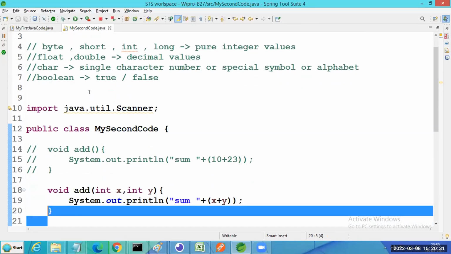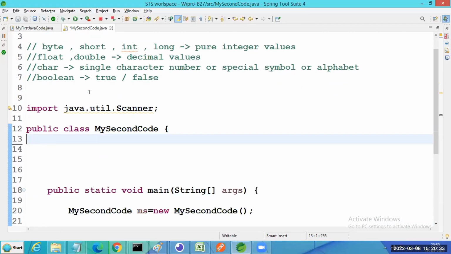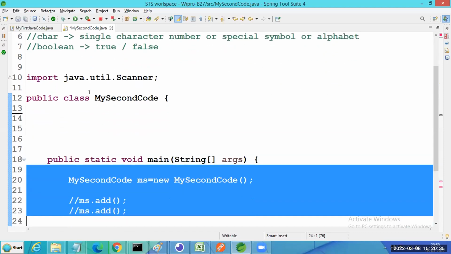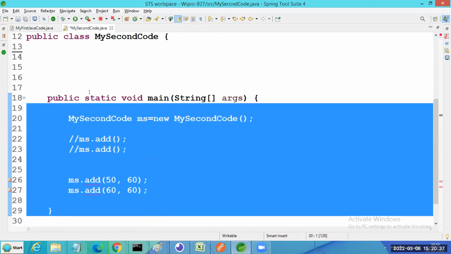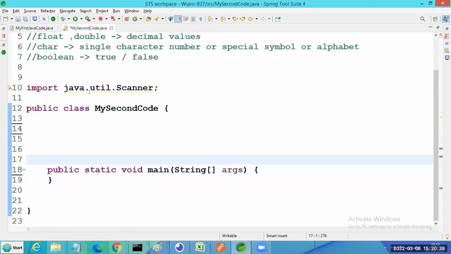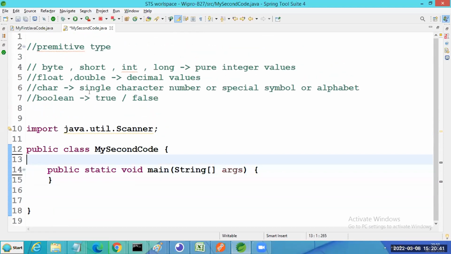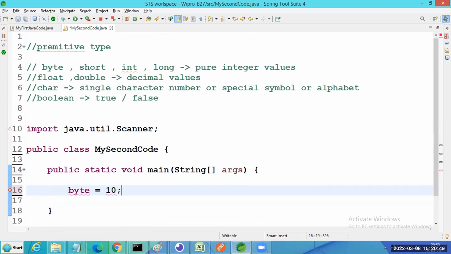Fine. So I will clean up these things first, and let's talk about the data types that we have there. Now we have data types like byte, short, int, long. All of them can store integer type of data. You can see byte x is storing integer type of data.